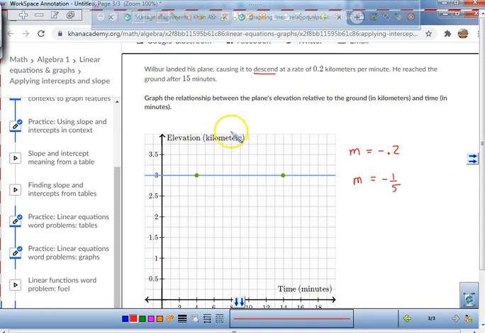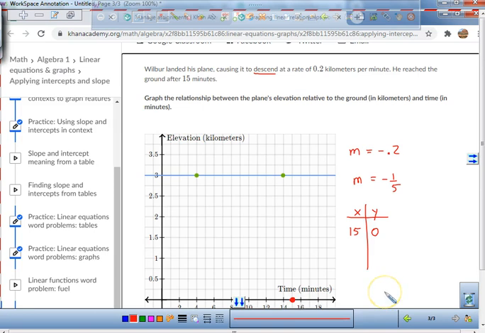Now he reached the ground after 15 minutes. Now what does that mean? That means after 15 minutes his altitude was at 0. So I know right there that's going to be my x-intercept. So I'm going to take that point right there. I'm going to plot it right there on the old x-axis.